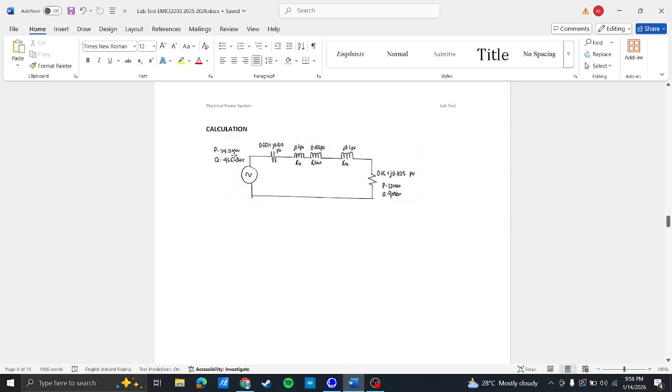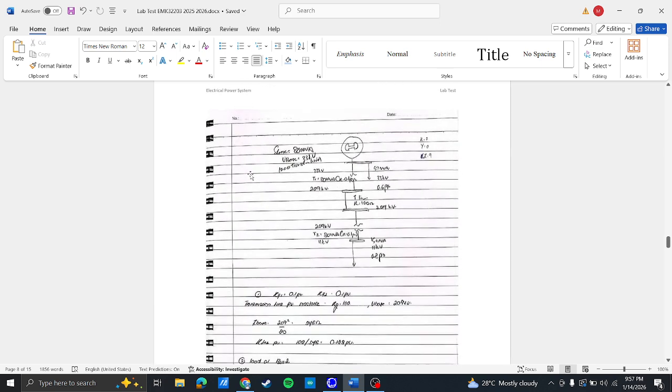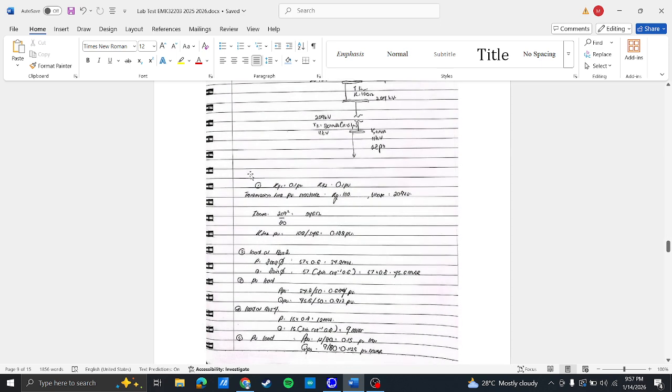And here for our P power we got 34.2 megawatt, and for Q we got 45.6 MVAR. This is the pre-lab calculation.